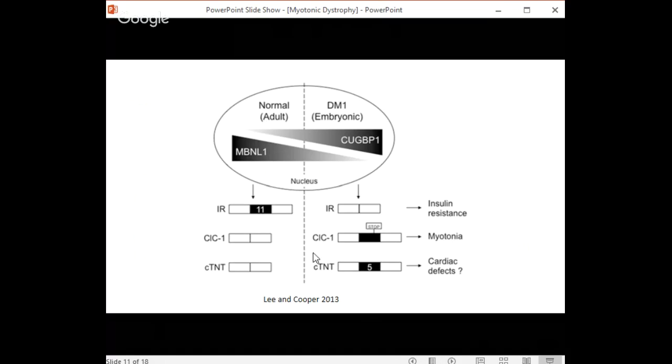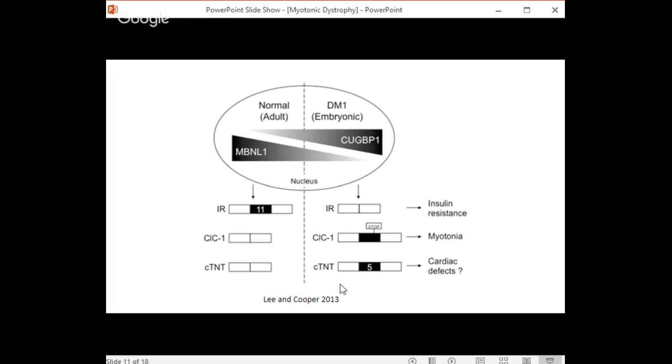The next thing is in CLC1. CUG-BP1 can now cause a premature stop codon in CLC1, like I said, the chloride channel gene. And as we know from earlier classes, these chloride channels are really important for neurotransmitters as well as muscle relaxation and flexing. It's important to get the information in and flex our muscles. But now if you have this premature stop codon that CUG-BP1 has introduced that should have been spliced out, this can lead to myotonia, which I said before is an inability to relax your muscles after hard contraction.